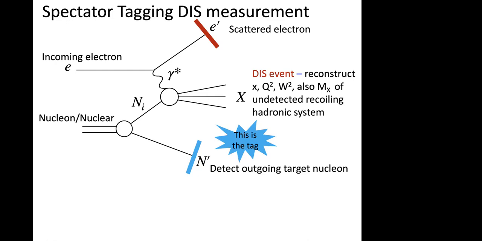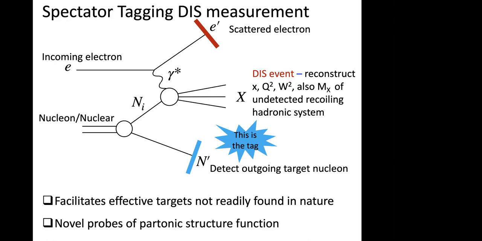Or, another way, this tagging measurement is able to provide an effective nucleon target which is not readily available in nature, like an effective neutron target. So this tagging measurement will be a novel probe for the nucleon structure function study, and it can also be used for the pion and kaon structure functions as well. But that is not what I will discuss in this talk today.